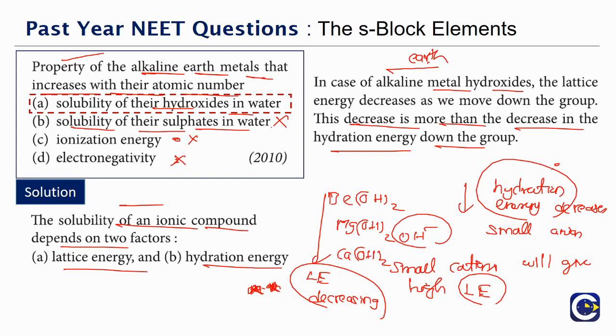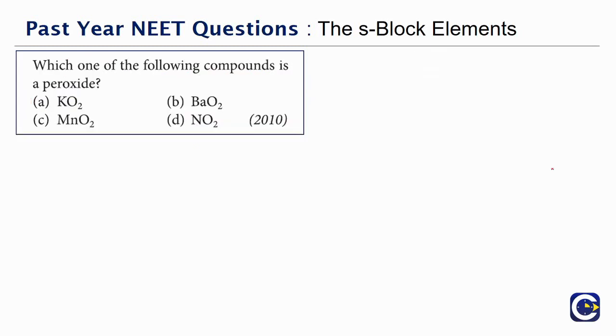So wherever we have these kinds of anomalous cases, we have to pay a little more attention. When you have straightforward cases, like sulfates, going down the group lattice energy is increasing and hydration energy is decreasing, so solubility will straight away be decreasing. But here it is an anomalous case, where both lattice energy and hydration energy are decreasing. Here we have to see relatively which is decreasing more. Lattice energy is decreasing more, hence solubility will be increasing. Okay, let's move on to the next question.